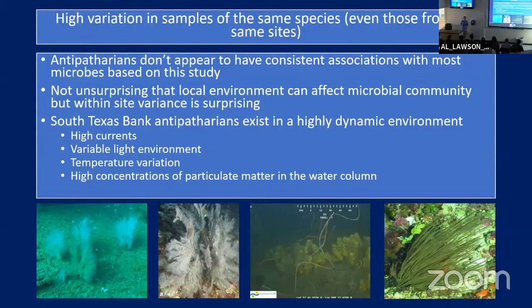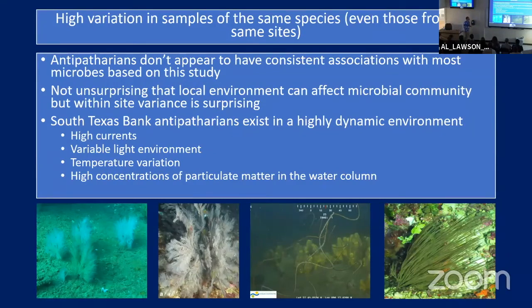So what we found is high variation in samples of the same species and even those from the same sites, which I wasn't expecting. So Antipatharians here don't appear to have consistent associations with microbes based on this study. It's not unsurprising that local environment can affect microbial communities, but within site variance is very surprising.